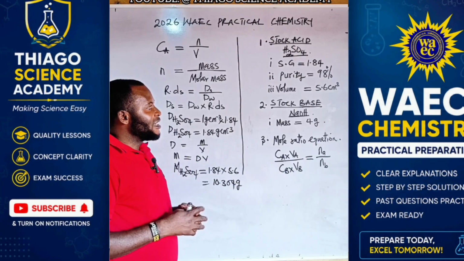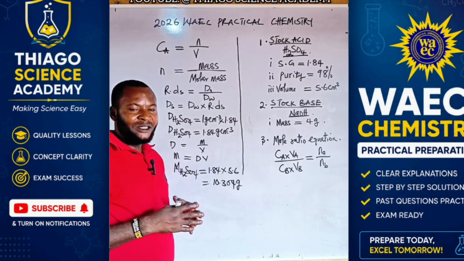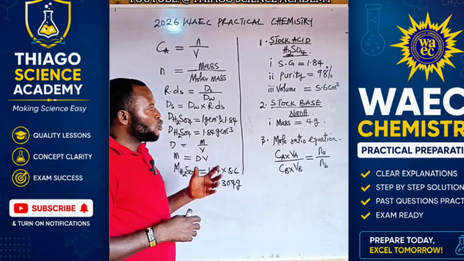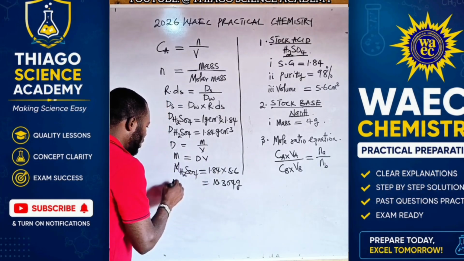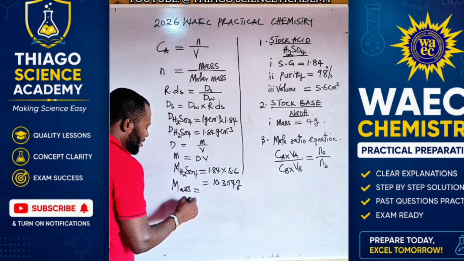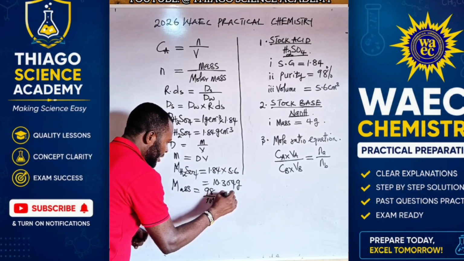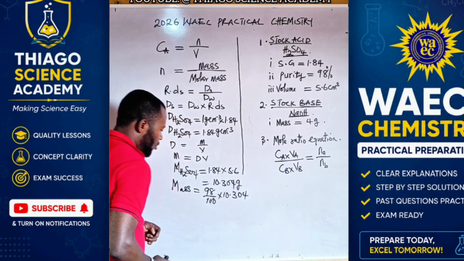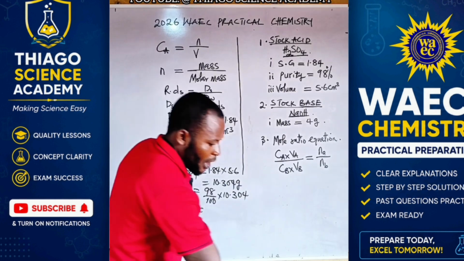Percentage purity is 98%. So what does that mean? It means that in every 100 parts of the stock acid, 98 parts is pure, while the other two parts is impure. So to get the mass, we are going to use it to calculate our n. Then we are going to have mass is equal to 98 all over 100, then multiply by 10.304.